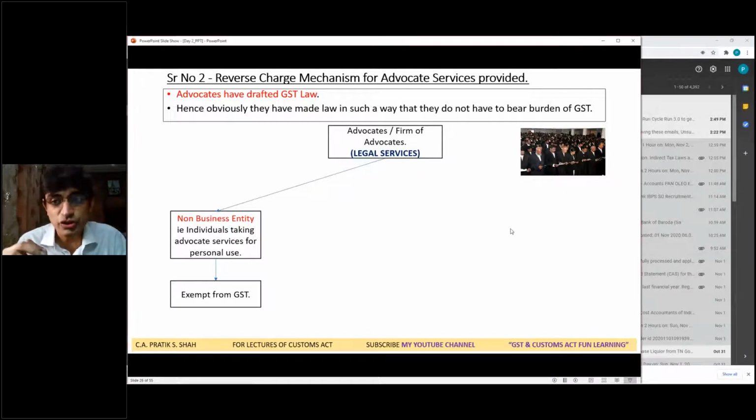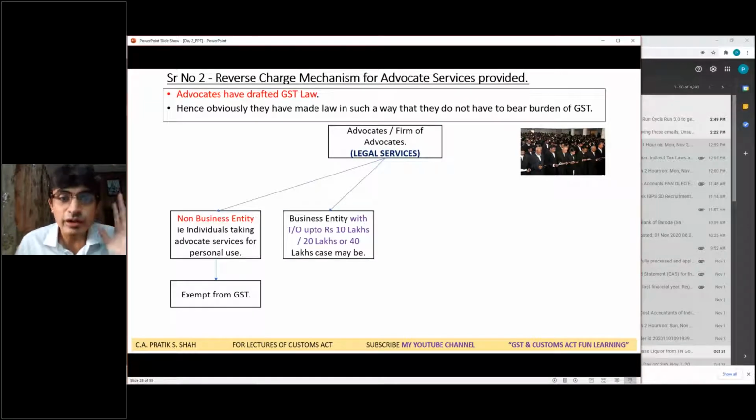Okay, so this is the first point where advocate services are exempt. Second point, suppose you are running a business. Now you are not doing personal, you are running a business, profession. But it has just started, so your turnover is below 20 lakh. You take advice service from an advocate for your business, but you are unregistered, turnover below 20 lakh rupees.